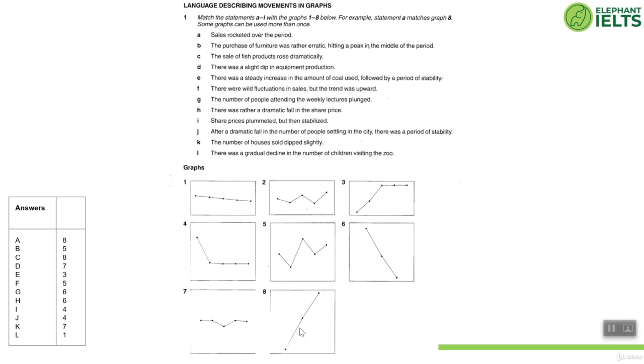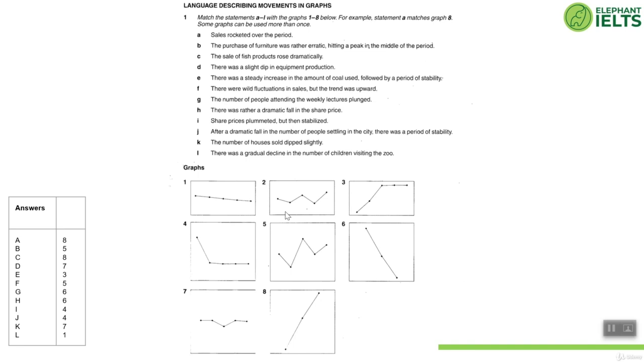Well, it would have to be 8, wouldn't it? Look at this really sharp rise. So we can say A goes with 8. Sales rocketed over the period. Look at B. The purchase of furniture was rather erratic, hitting a peak in the middle of the period. So we're looking for an erratic fluctuation with a peak in the middle.